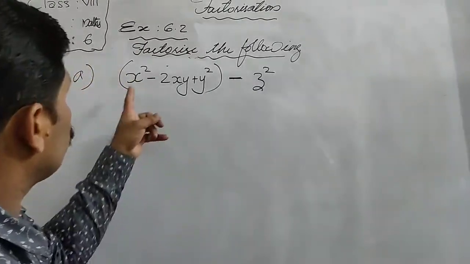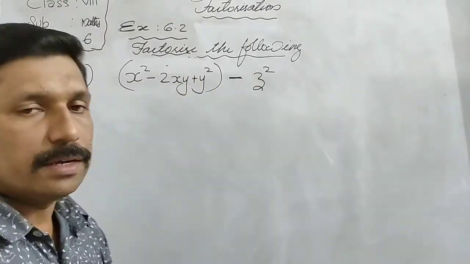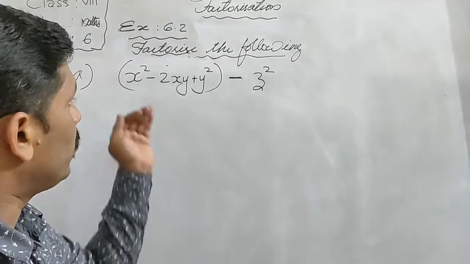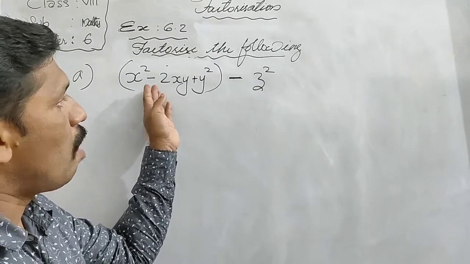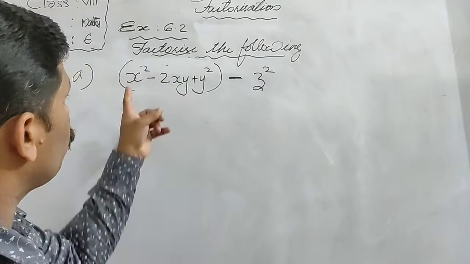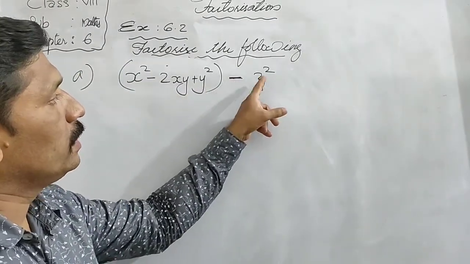Here students, look at the question: x square minus 2xy plus y square minus z square. Here we have to use two identities in order to solve this. One is (a minus b) all square, and another is a square minus b square, two identities. Here the first part is a trinomial and the second part is a monomial.